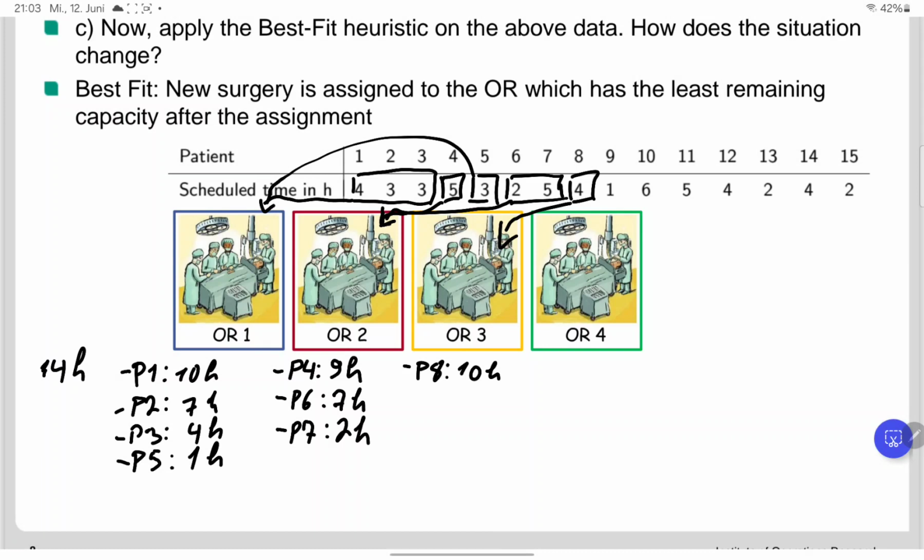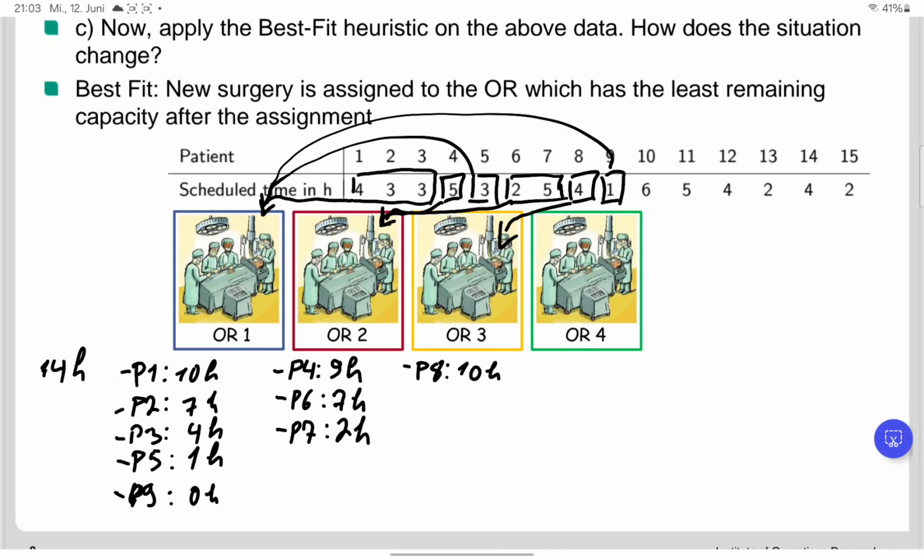And then we have one patient that only requires 1 hour. And we see in the first operating room we have exactly 1 hour of capacity left. So we are using this and assigning him to the first operating room. Okay, and now we have 0 capacity left. So the operating room is 100% filled and packed. So we have a 100% utilization for operating room 1. No idle times.